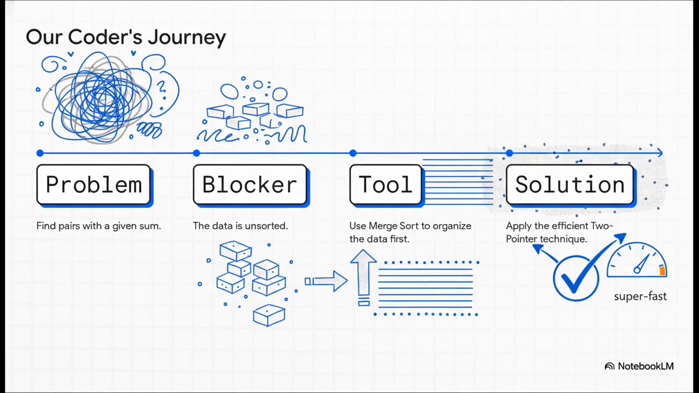Let's just quickly recap this whole journey. We started with the sum pair problem, but we hit a snag, a complication. Our data was a jumbled mess, and that stopped us from using the most elegant solution. So what did we do? We built a tool. We used merge sort to get everything organized, and once that was done, we could finally unleash that super fast two-pointer technique to get our answer.